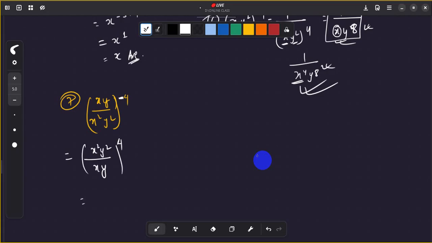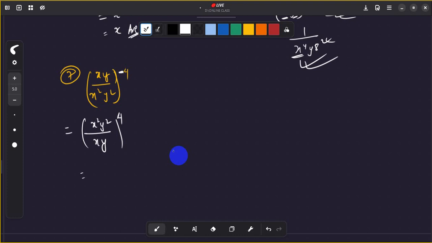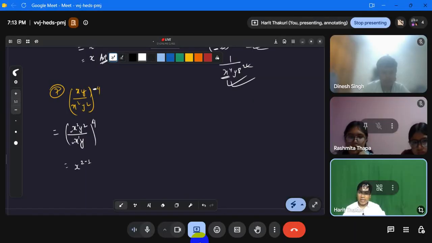Now, what can we do? Look at here. This x and x, they are in the division form. The power of this x is 1. Whenever two terms are in the division form with the same base, then the powers get subtracted. That is why x will have power of 2 minus 1. Do you have any confusion on this step? No, sir.